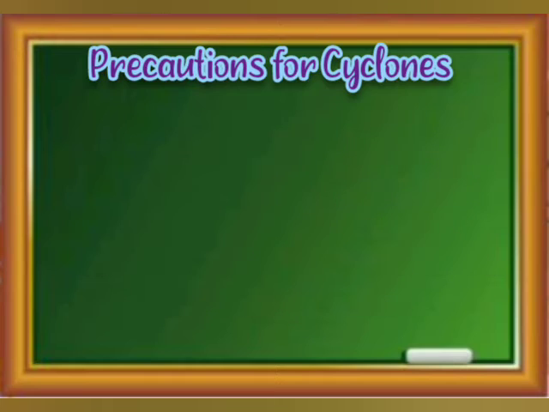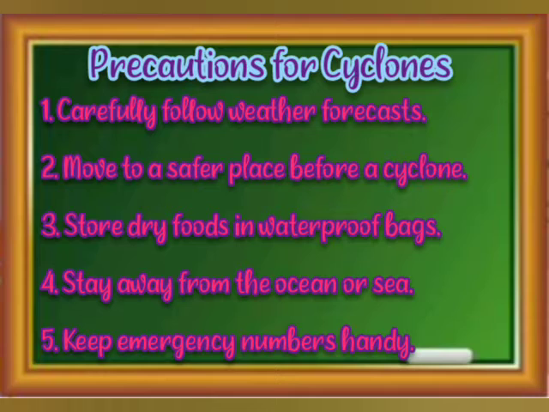Now let us see what are the ways in which we can prepare for a cyclone. First of all, carefully follow the weather forecast. Secondly, move to a safer place before a cyclone. Third, store dry food in waterproof bags. Fourth, stay away from ocean or sea. Fifth, keep emergency numbers handy.